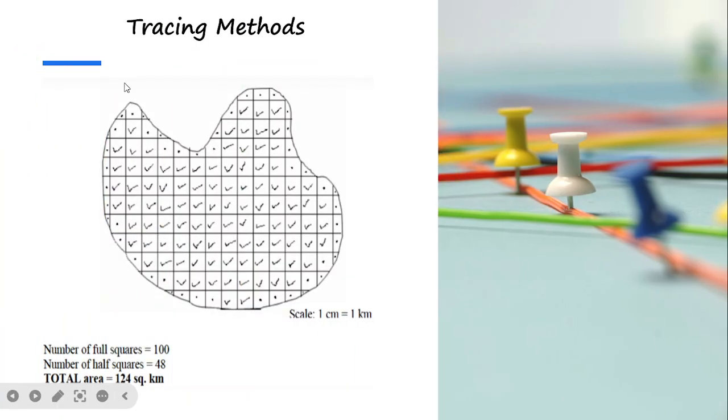Now here is how it is on the map. This is what has been carried out according to the procedures explained in the previous slide. The scale given here is 1 centimeter equals 1 kilometer. Number of full squares is 100. The total number of half squares is 48. So the total area will be equal to 124 square kilometers.